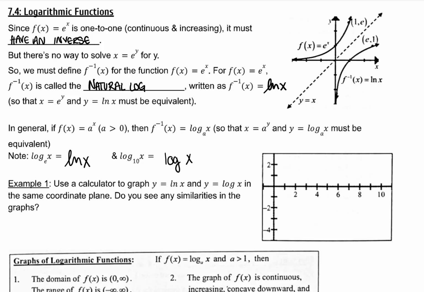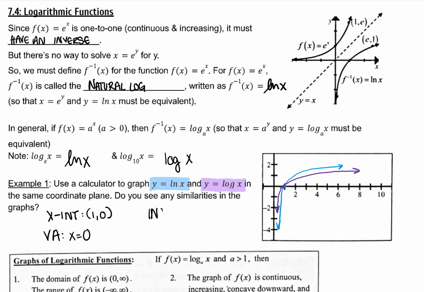Use a calculator to graph ln x and log x on the same coordinate plane. Do you see any similarities in the graphs? Similarities that I see between ln x and log x are that they have the same x-intercept, they have a vertical asymptote at x equals 0, and they are consistently increasing and concave down.